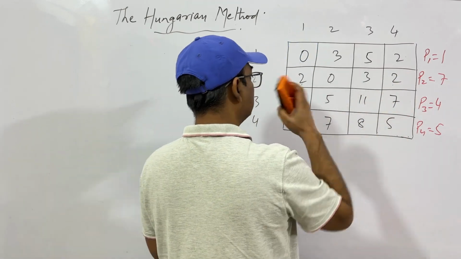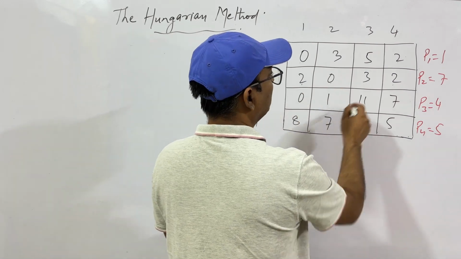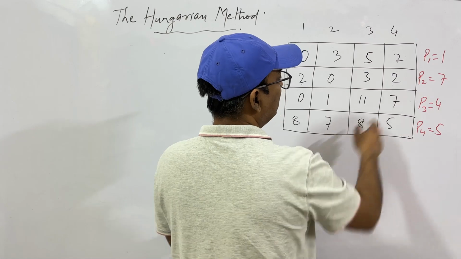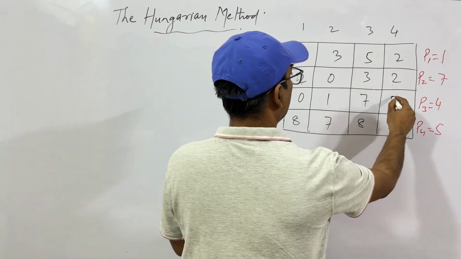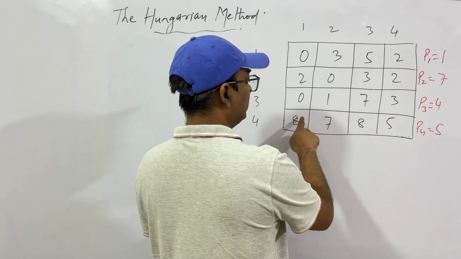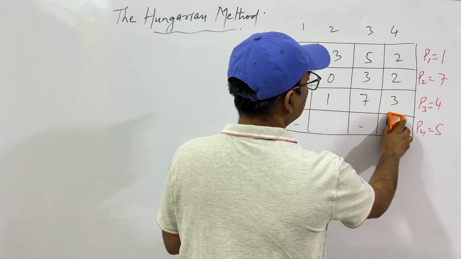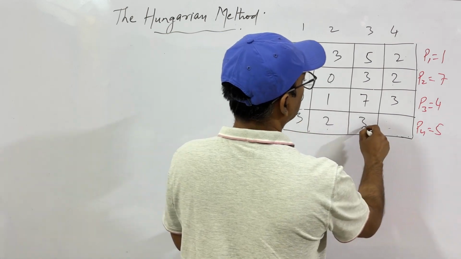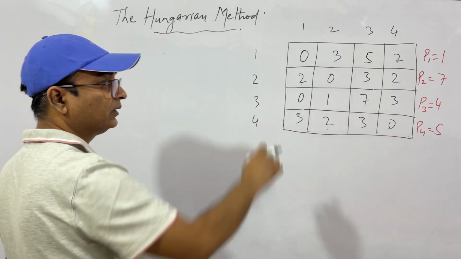Then for row 3, this is 4, so this is 0. This is 1. 11 minus 4 will be 7. This will be 7, this will be 3. Then for row 4, minus 5. So this will be 3, 2, 3, 0. Okay. So from P's we have found this new matrix.